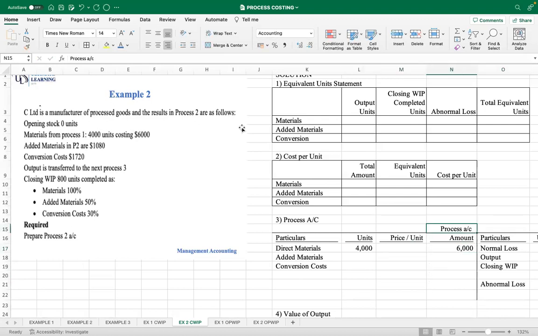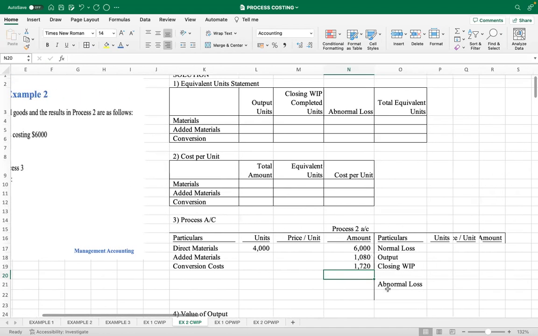Remember, it's called the process 2 account. Next, added materials is 1080. Next, conversion cost is 1720. Next, output transferred to the next process, and you have not been told how much it is. Next, closing work in progress is 800.